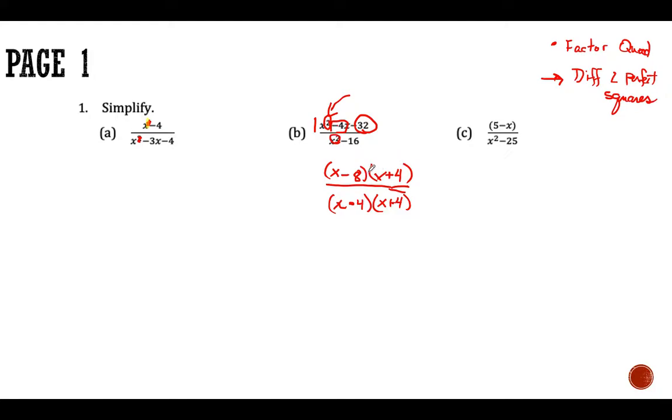And again, I have multiplication in between the two factors. And x plus 4 divided by x plus 4 is a 1. And that leaves me with x minus 8 over x minus 4. Don't you dare cancel those x's, right? You don't have multiplication here. So this is the equivalent expression, but what did I just say with number 1?